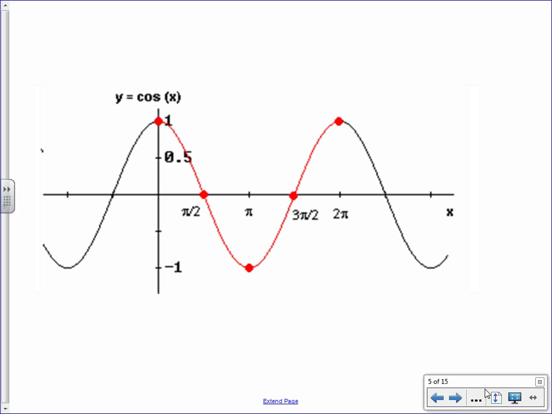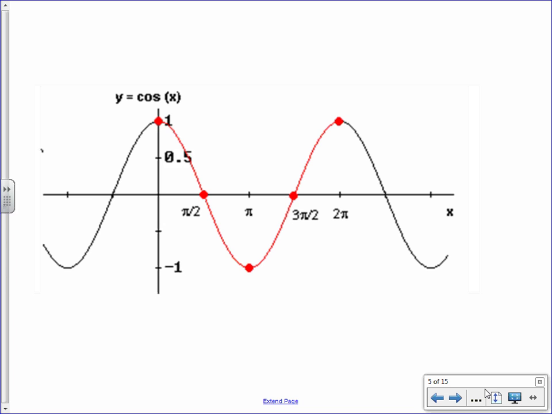Okay, so now I want to give you a couple vocab words, so we can describe some things that are happening in this picture. We need a way to describe this chunk of the graph, because this chunk repeats over and over and over, just like the red chunk of the sine graph repeats over and over.